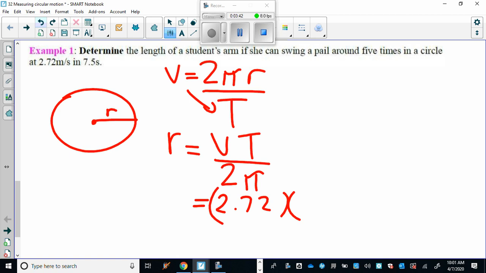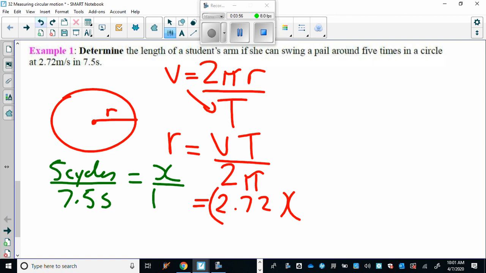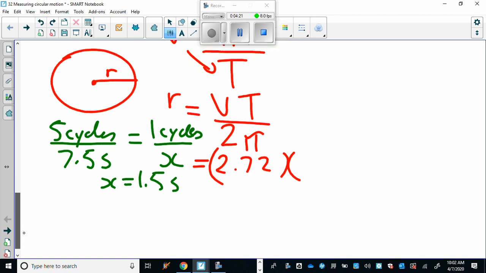But if you want to do that algebraically, again, using a proportion, you could say, well, if it does 5 cycles in 7.5 seconds, how long does it take to do 1 cycle? X seconds for 1 cycle, and then cross multiply and divide, and you get X equals 1.5 seconds. So that's the period. That's how long it takes to do 1 cycle. We can now plug that into our formula.